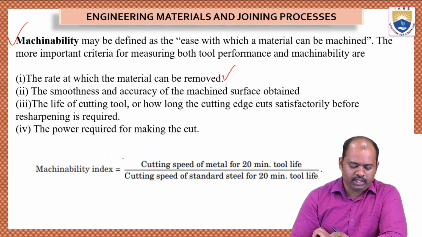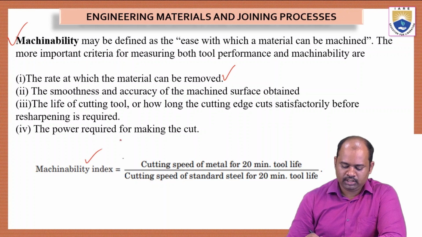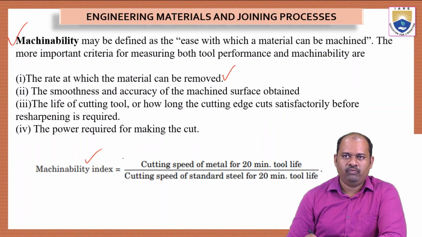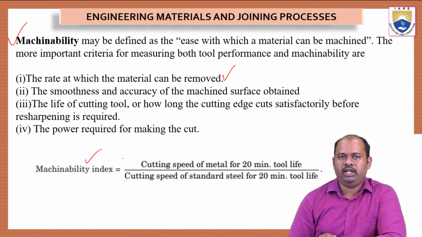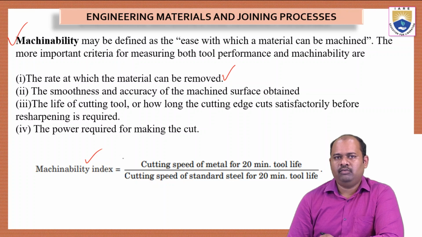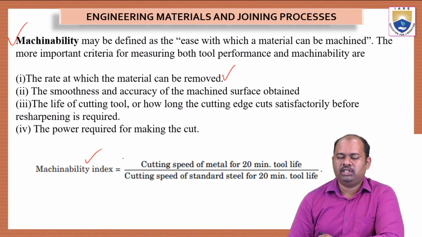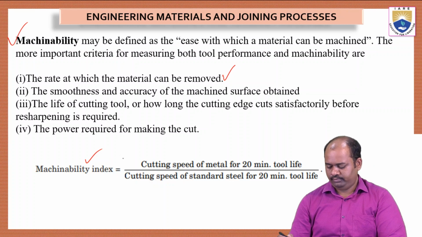And we have a formula here, the machinability index, which is the ratio of the cutting speed of the metal for 20 minutes tool life over the cutting speed of standard steel for 20 minutes of tool life. This ratio will help you in calculating the machinability of a particular metal when compared to a standard steel. So we should have a standard steel with which we can compare the machinability of any kind of metal used in engineering applications.